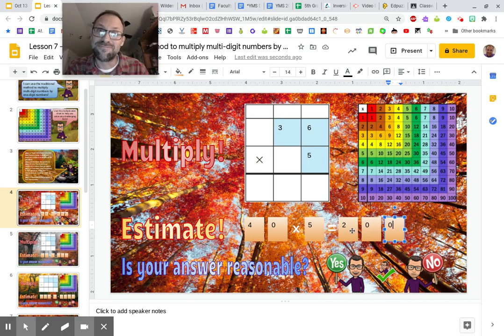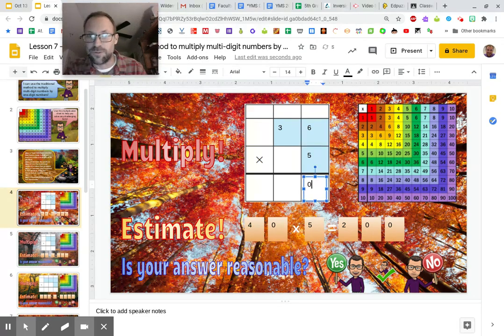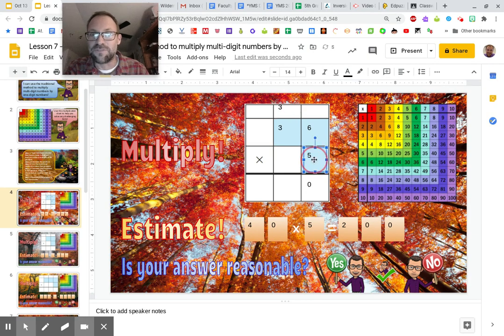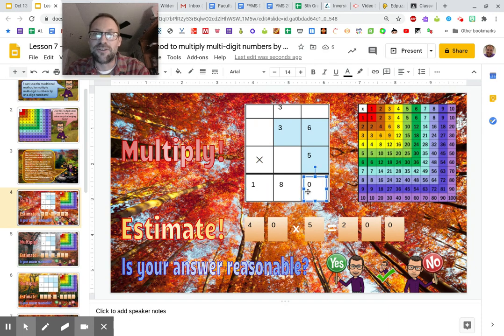So now I go back and solve. 5 times 6, well, that's 30. So let's see, the 0 will go there, and I'll carry the 3 up here. And then I go back and do 5 times 3, that's 15, plus 3 more, that's 18, one digit per box. So my final answer is 180.